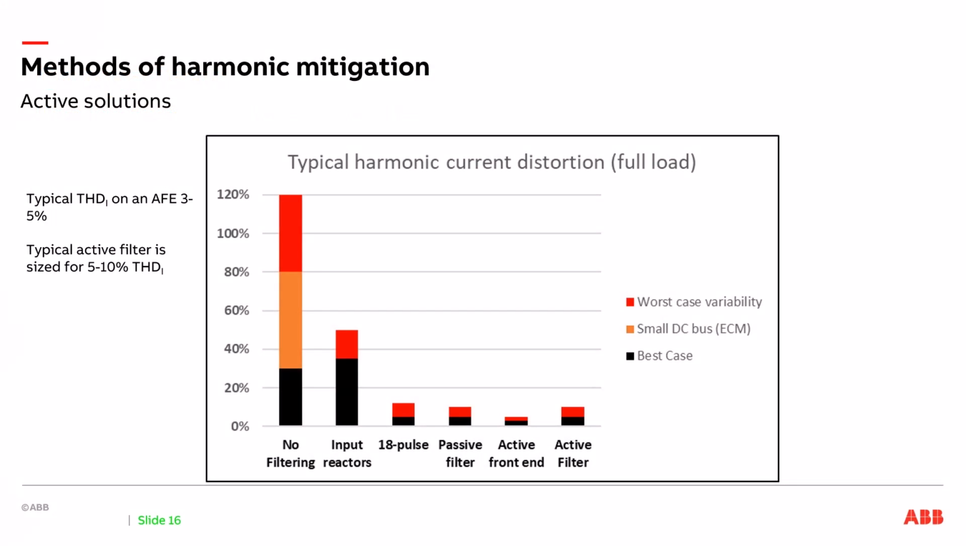Now I'm going to add two additional solutions to this particular graph here. So I've got active front end drives and active filters. Active front end drives are typically going to be in that 3 to 5% current distortion. Active filters, it depends on the filter performance and how it's sized. Typically you're going to be in the 5 to 10%, but sizing is a big impact on that.